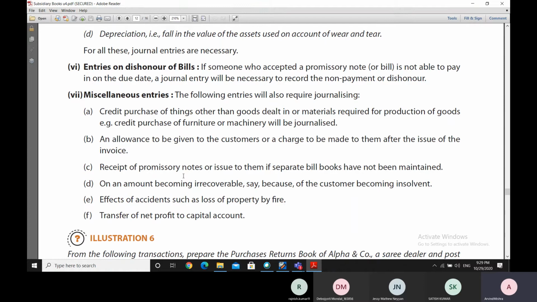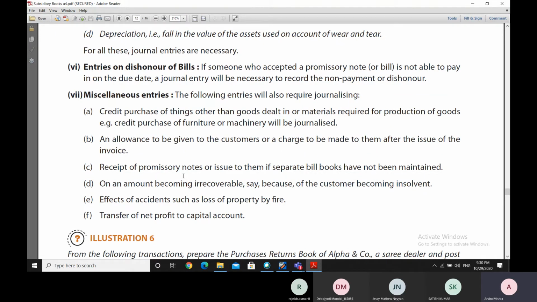Now, if separate bill books have not been maintained, then receipt of promissory notes or issue of promissory notes can be entered in the journal also. If too many promissory notes are being issued, then we can have separate bill books for them. But if they are not few in number, then separate bill books are always maintained. If separate bill books have not been maintained, then the entry would be made in the journal, not otherwise. And normally separate books will be maintained when the transactions by bills are frequent.